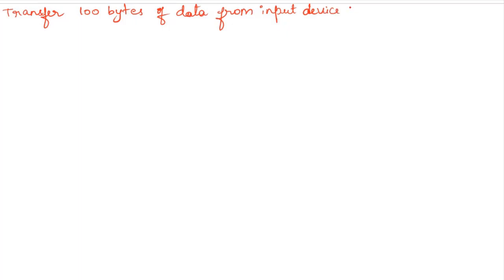Okay, let's move on to the next program. This also involves the input output operation itself. The objective of this program is to transfer let us say some 100 bytes of data from the input device to memory. Let us give the input device name as F5 itself.